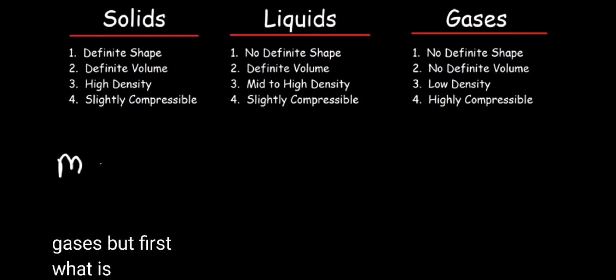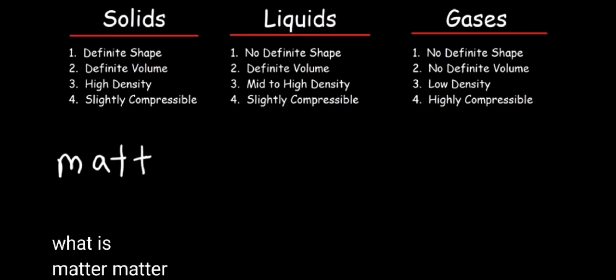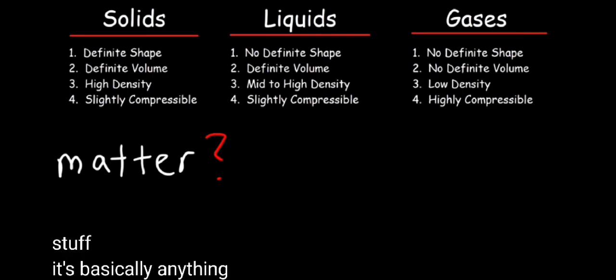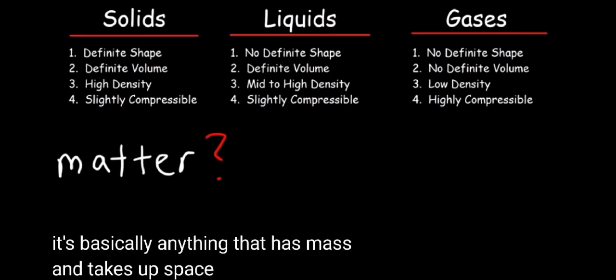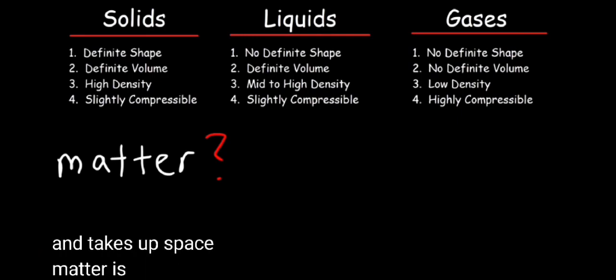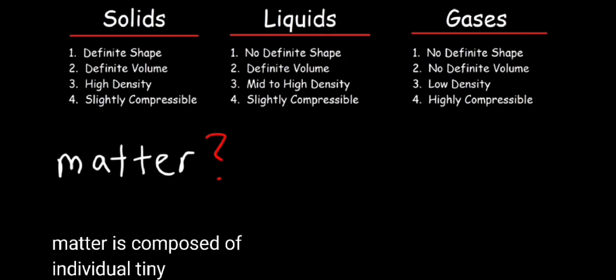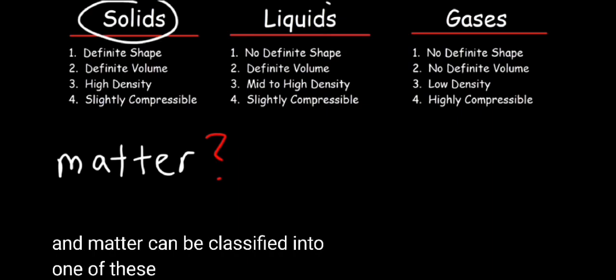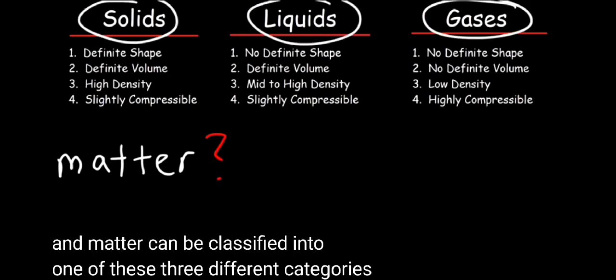But first, what is matter? Matter, you can think of it as stuff. It's basically anything that has a mass and takes up space. Matter is composed of individual tiny particles known as atoms, and matter can be classified into one of these three different categories.